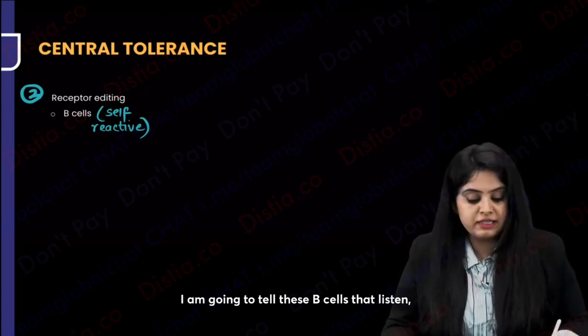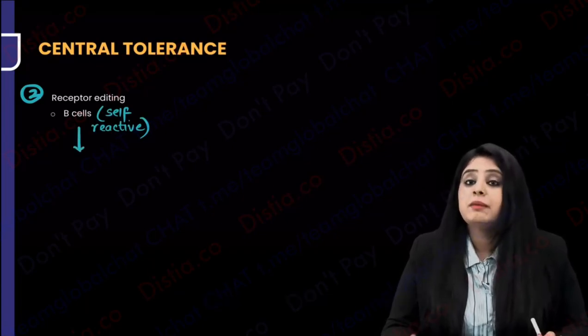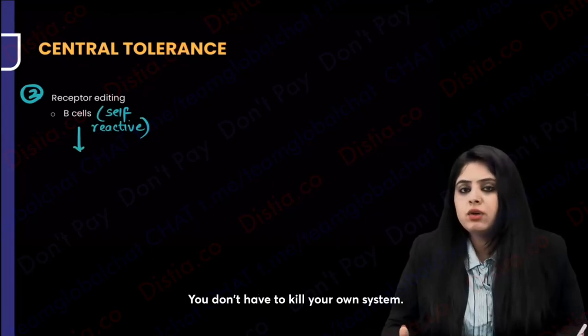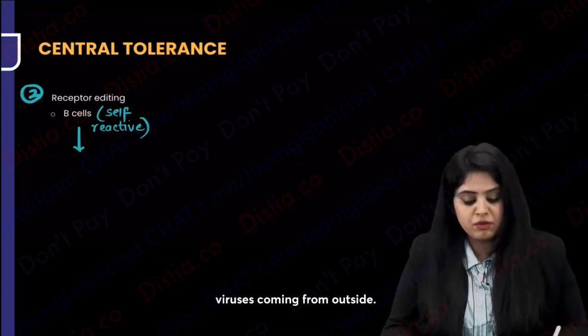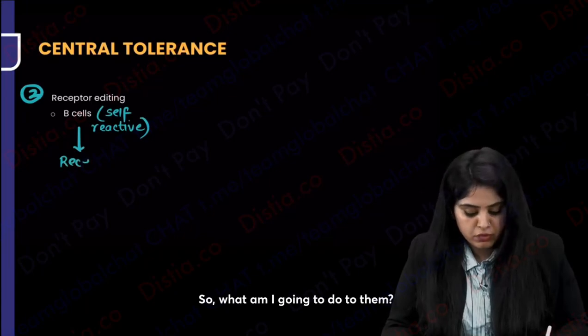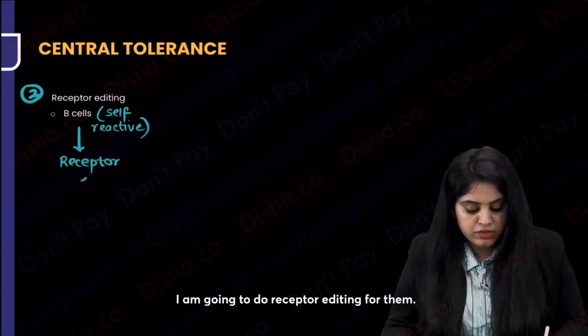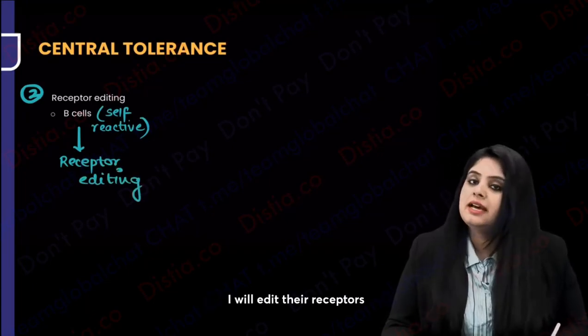So I am going to tell these B cells that listen, I'm going to make them understand you don't have to kill your own system. You have to kill bahar wale. You have to kill the bacteria, viruses coming from outside. So what am I going to do to them? I am going to do receptor editing for them. I will edit their receptors and they will be fine.